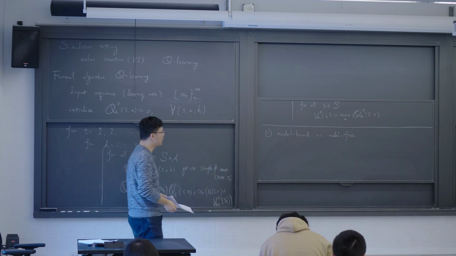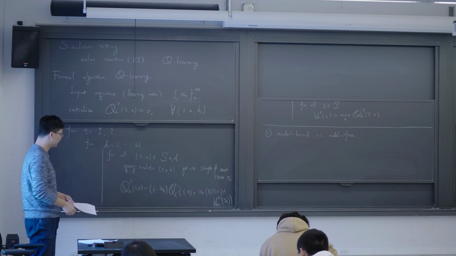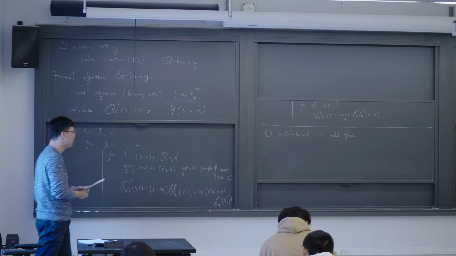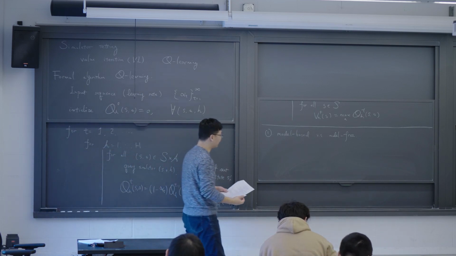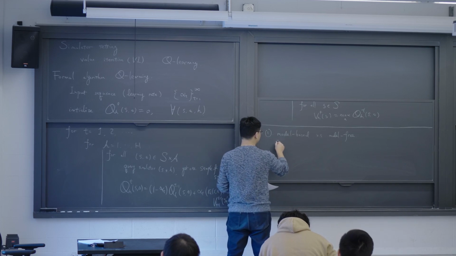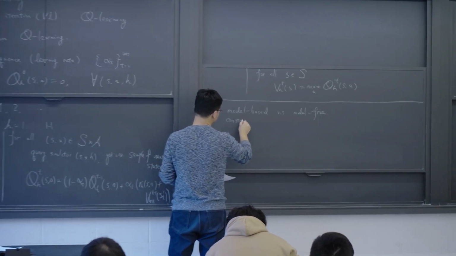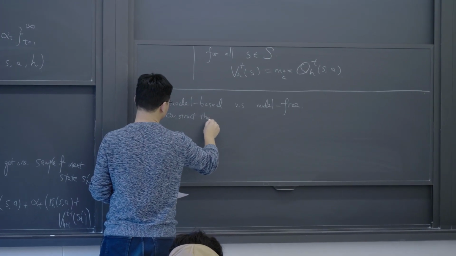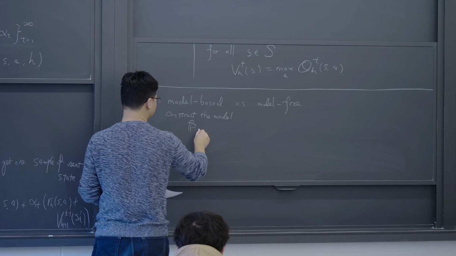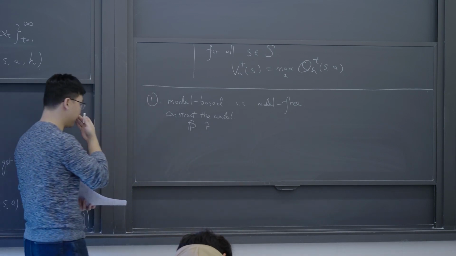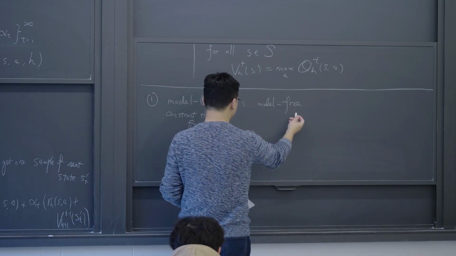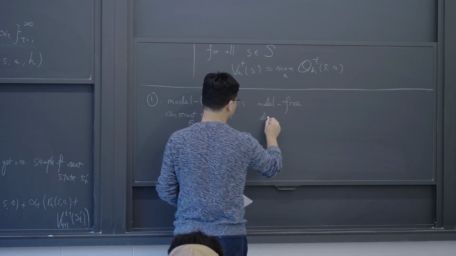I think this separation is, in some sense, a bit high level. It's not very mathematical. But basically, the conceptual idea is that this approach constructs a model. Constructing a model means you construct the p hat and the reward, so you directly estimate the transition and the reward. And model-free means you don't construct the model.